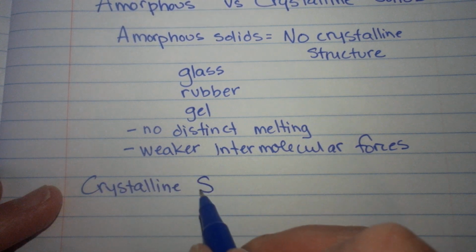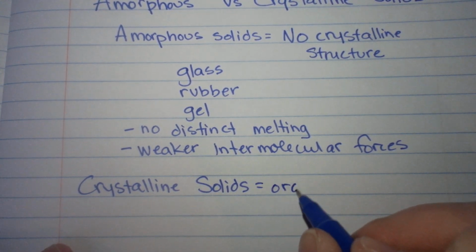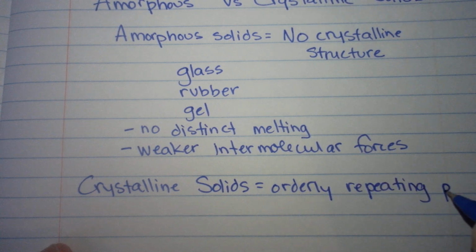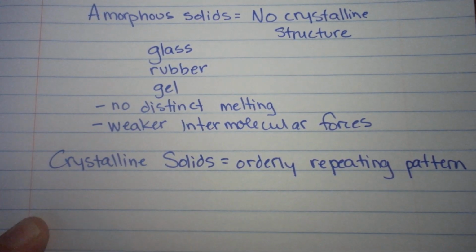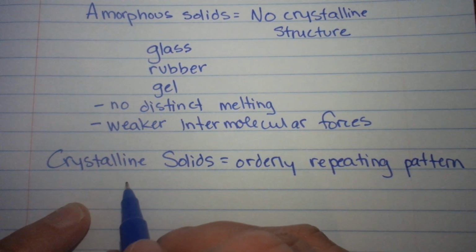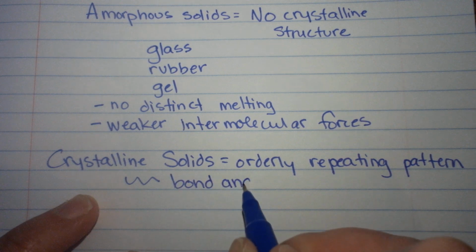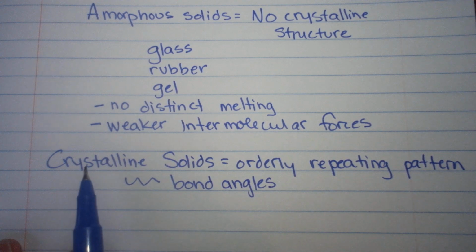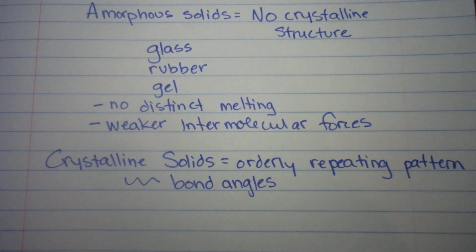Crystalline solids, they have an orderly repeating pattern. It's kind of similar to, or it reflects from, the bond angles that we learned earlier. Remember, we talked about trigonal planar and a bent and a linear pattern. Well, these crystalline solids, that pattern comes from the bond angles within their structure.